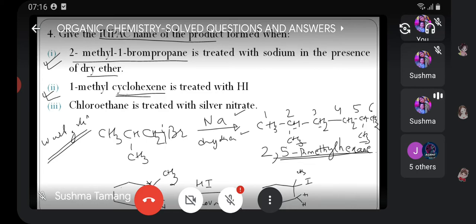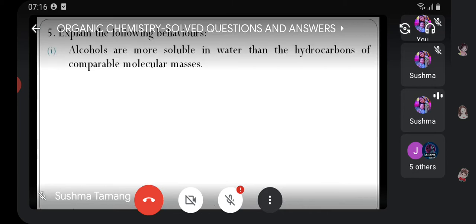Now what is the name of this product? One is your methyl, and the other is iodo, then cyclohexane. Okay, so this is the product. So the addition will follow Markovnikov's rule, and what you are going to get is 1-methyl-1-iodocyclohexane. Now the last question is: chloroethane is treated with silver nitrate.